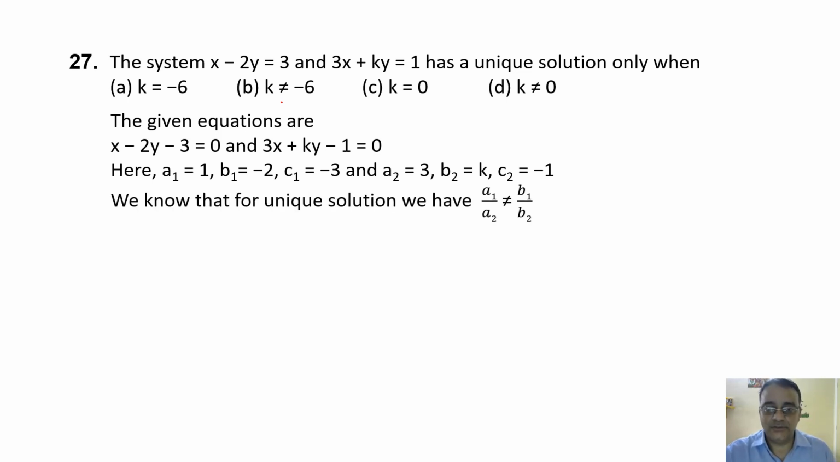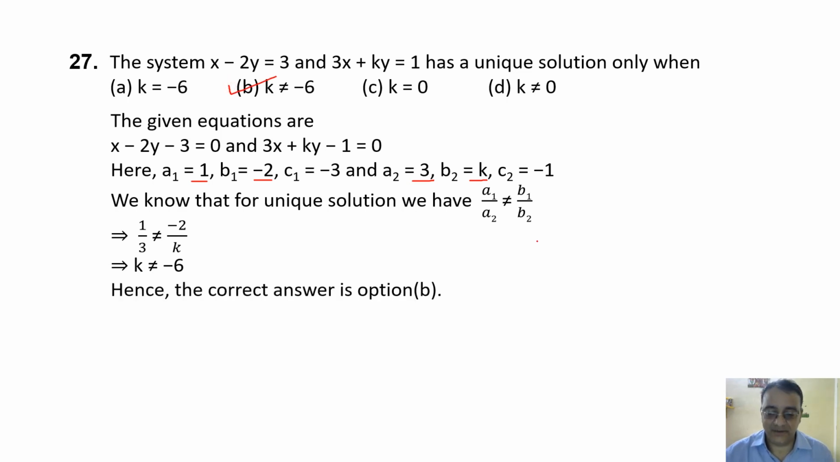So now we'll substitute the value of A1 upon A2. What is A1 upon A2? 1 by 3. Right. And B1 upon B2? Minus 2 by k. Right. So if you cross multiply, what will you get? k is not equals to minus 6. Very good. So which option is the correct one? Option B. Right. So now we are moving toward question number 28.